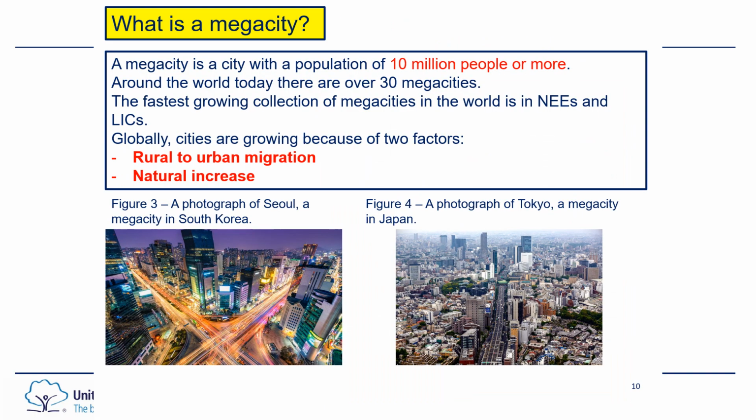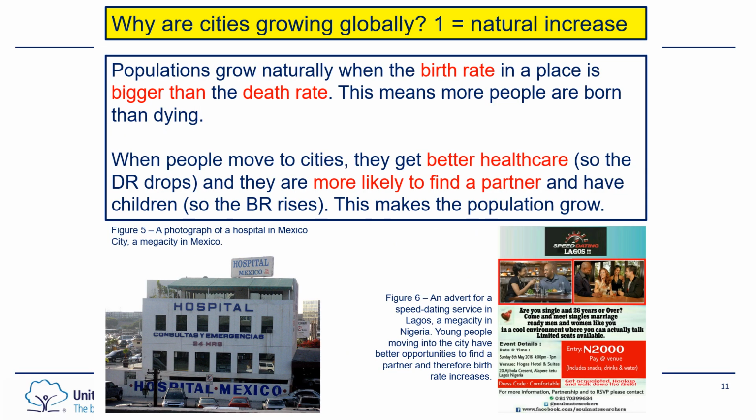So, another key word, what is a megacity? A megacity is a city with a population of 10 million or more people. Currently there's 30 cities in the world that are megacities, and like I said in the previous slide, the fastest growing collection of these are in newly emerging economies and LICs. So now let's talk about this and let's think, why are cities growing rapidly?